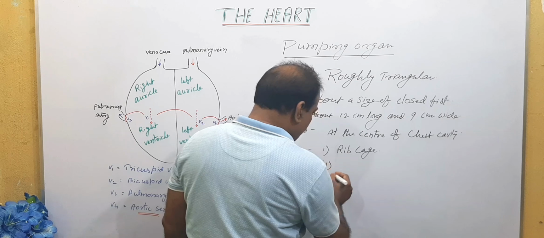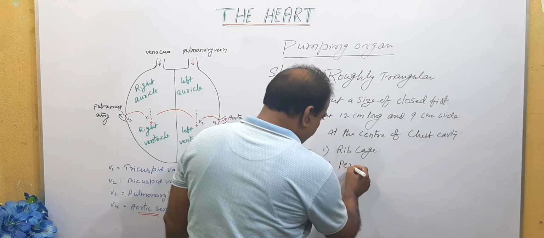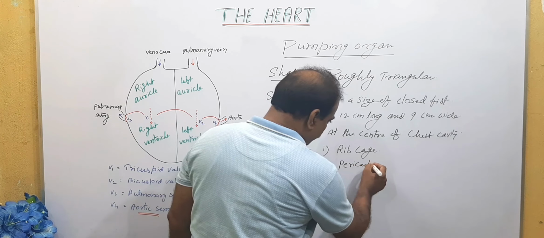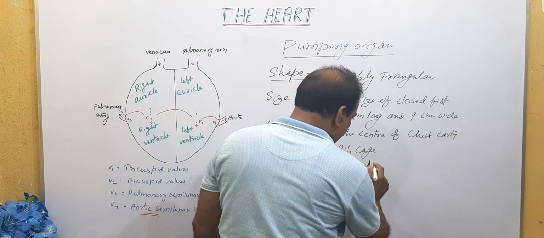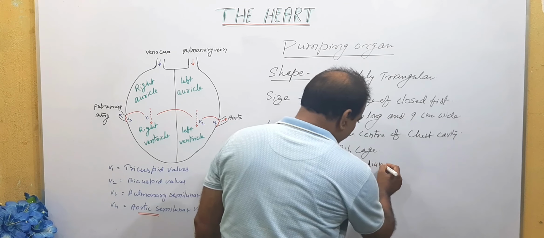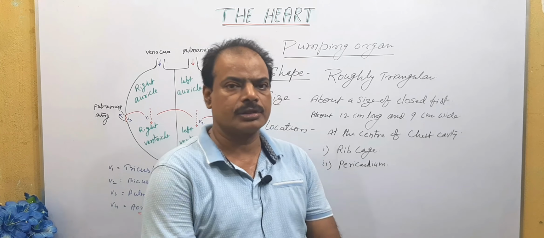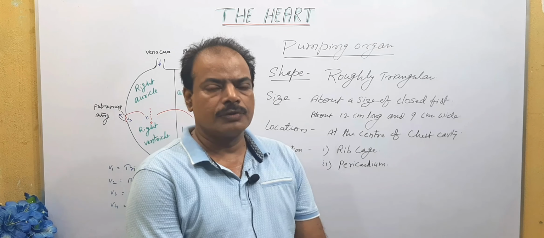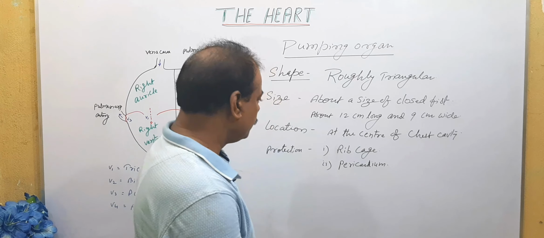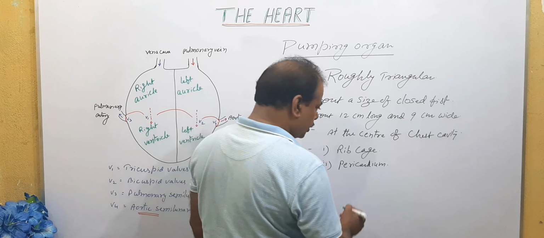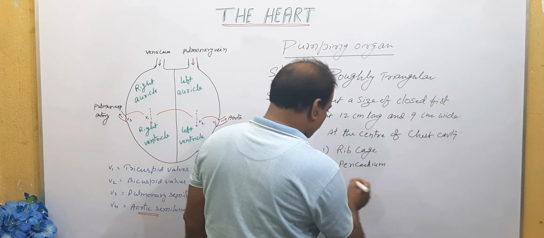Number two, pericardium. Pericardium is the double layered covering which protects our heart from mechanical shock. It acts as a shock proof cushion or shock absorber.